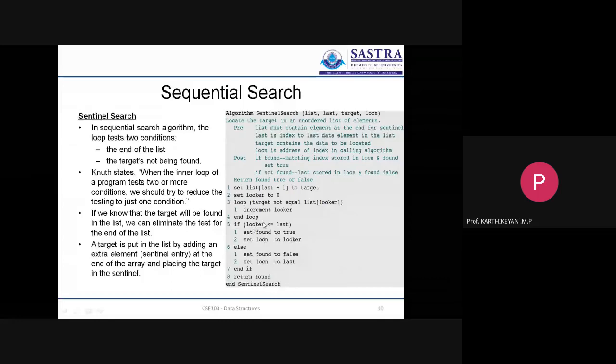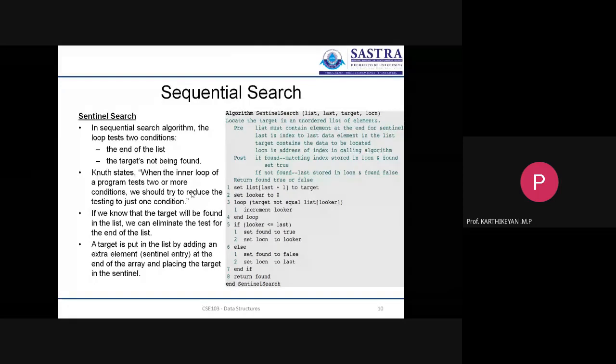Suppose the looker value is greater than last, what is the meaning? The loop terminated because of the sentinel value that we introduced. It means that the element was not found in the first n values itself. So we assign found equal to false and location equal to last. So this is a sentinel search. We are explicitly introducing the target value in the list and we are reducing one condition. This will improve the efficiency of the sequential search a little bit.